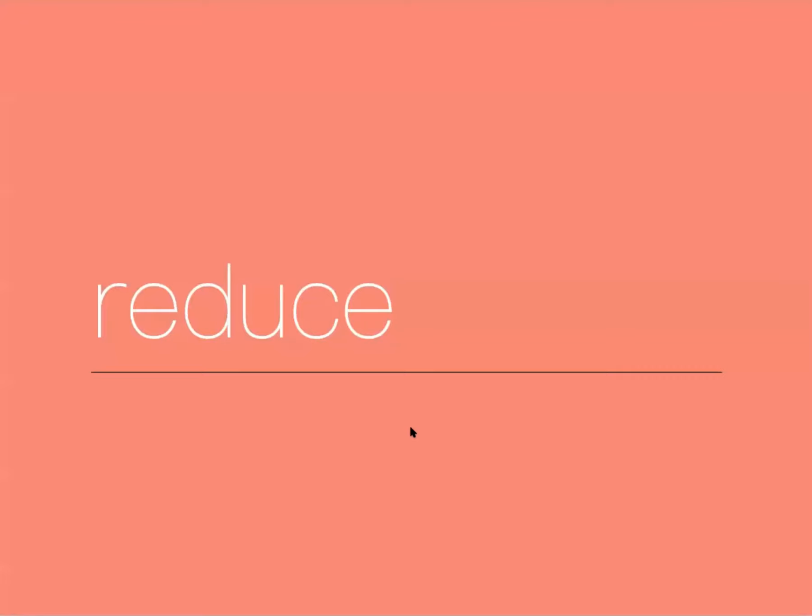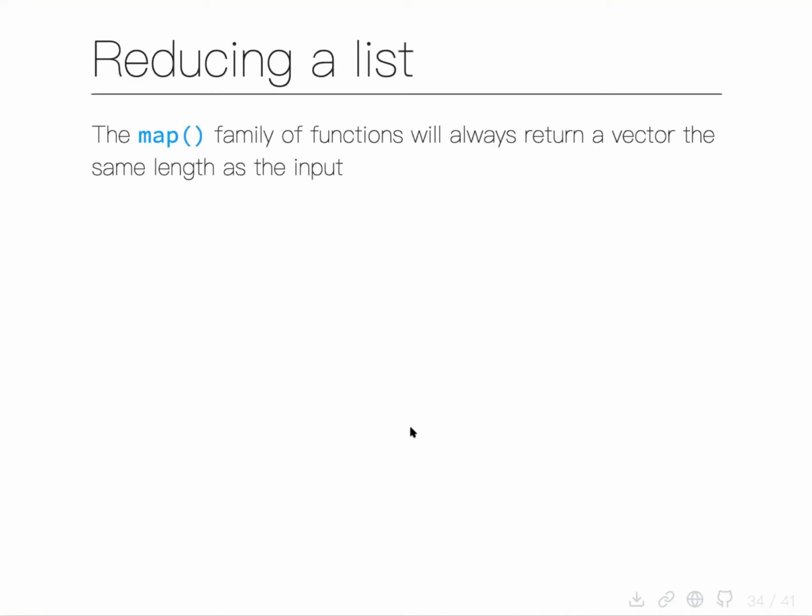Okay. Last function that we'll talk about is called reduce. With the map family of functions, they always return a vector that is the same length as the vector that we fed it, right? So if you give it a vector of length 5, you get a vector of length 5 in return. If you feed it a vector of length 200, you get a vector of length 200 in return, right? Reduce will collapse that vector to a single element.